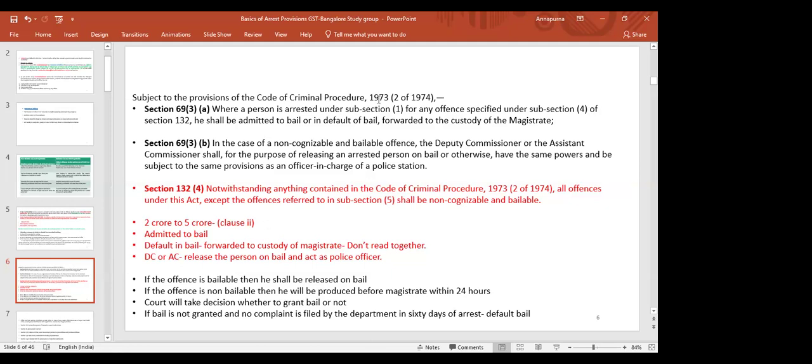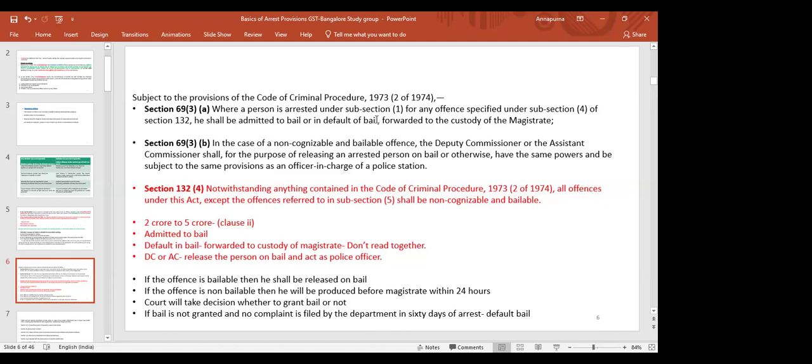So here what happens is, above 5 crores, arrest and bail will be decided by the magistrate. Below 5 crores, the ACDC will arrest and immediately release the person on bail. What is bail? Bail is where, on some surety or security, the person undertakes to be produced whenever required in trial. So the ACDC will place the person under arrest and the ACDC himself will release the person on bail.